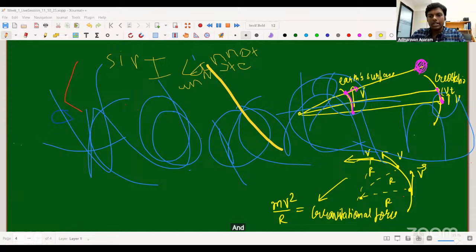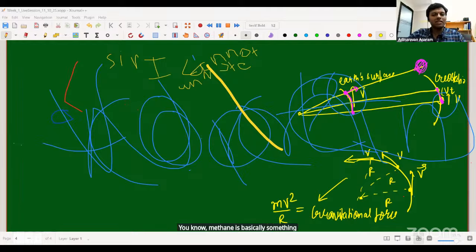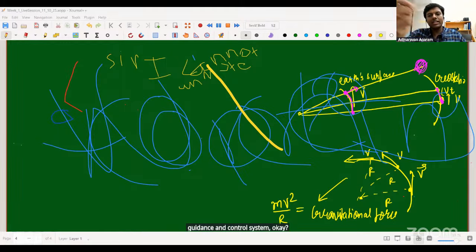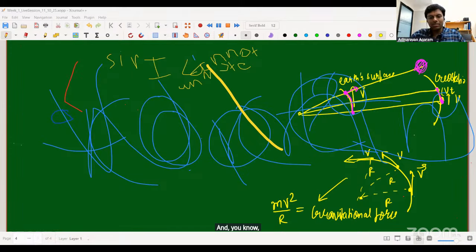And next is Mustafa. Could you tell the difference between a missile and a rocket? A missile is basically something which has a very advanced guidance and control system. It can navigate itself correctly wherever necessary to go land and attack or place something at that position. So it has a very good control system compared to a rocket. Rockets too have guidance systems, but it's more advanced in the case of the missile.